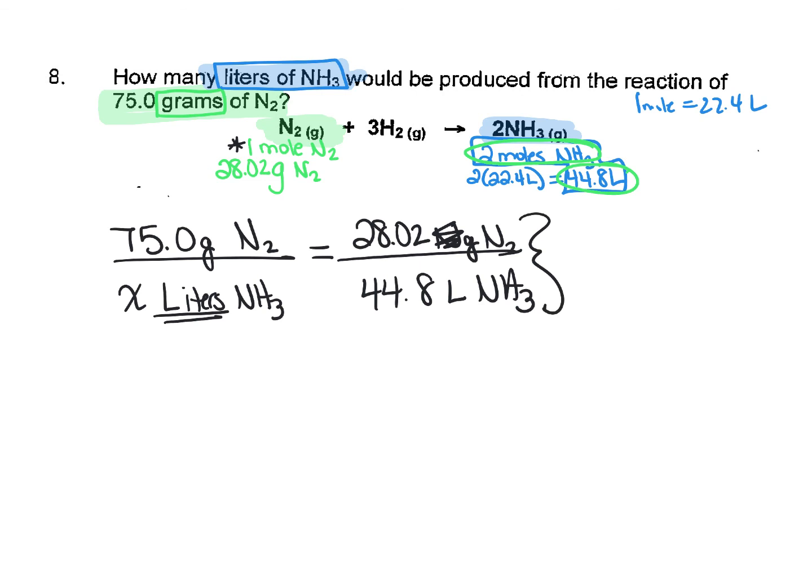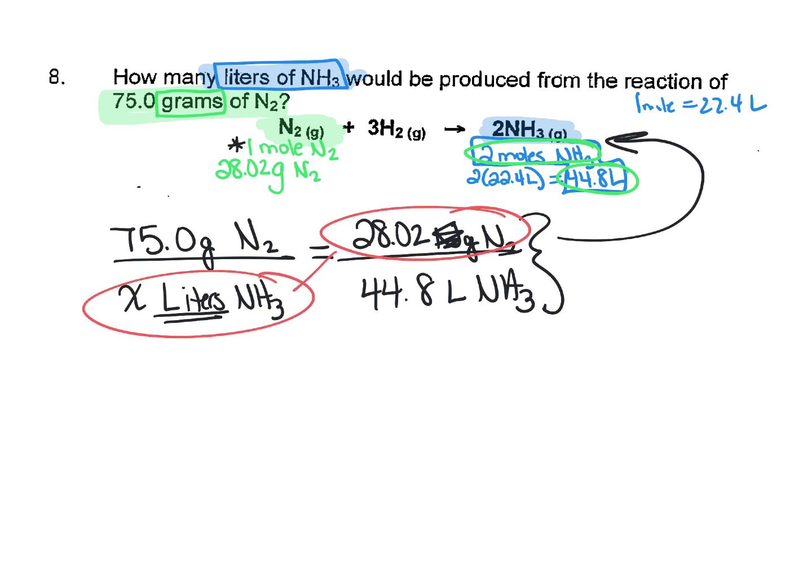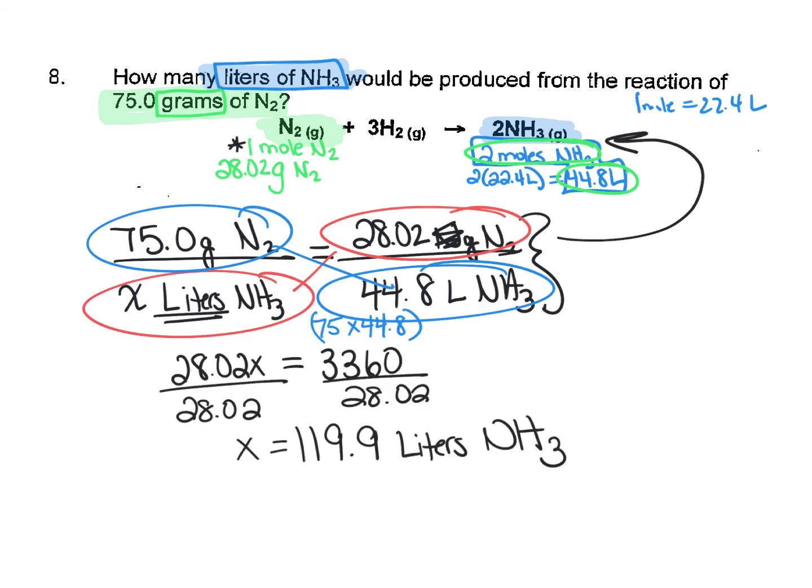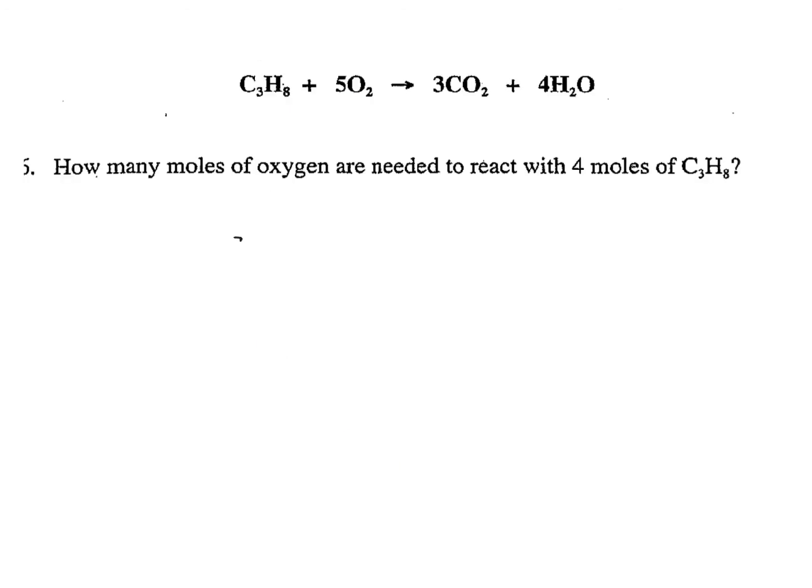Remember, this information here is going to come from our balanced equation. Now we can simply cross multiply in order to solve for our answer. So if we cross multiply and solve for x, you should get 119.9 liters of NH3.